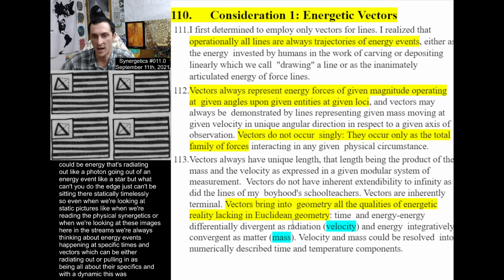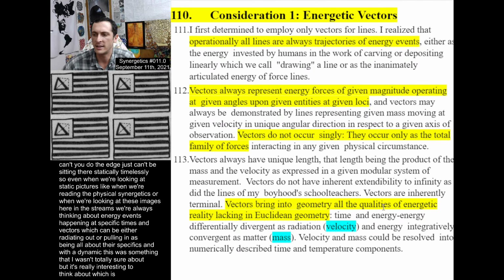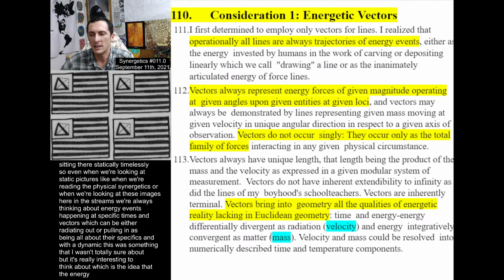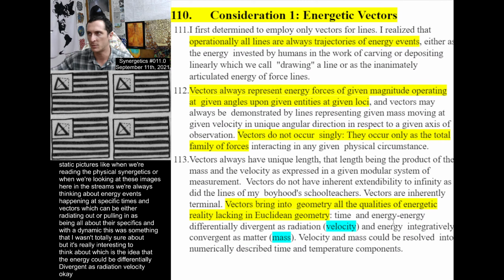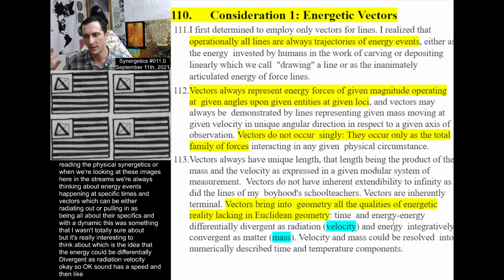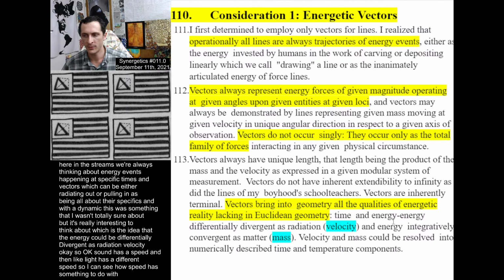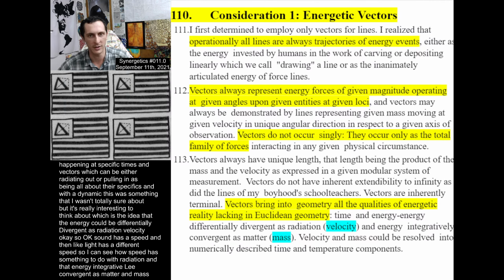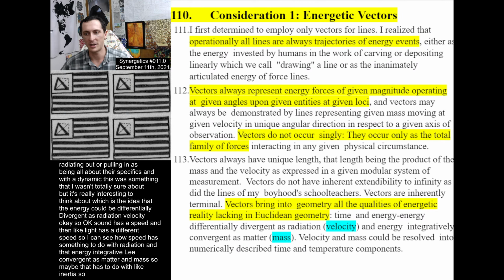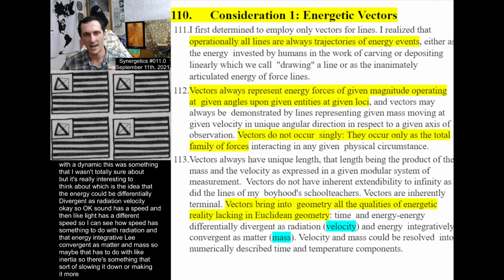This was something that I wasn't totally sure about, but it's really interesting to think about, which is the idea that the energy could be differentially divergent as radiation, velocity. Okay, so I thought, okay, sound has a speed, and then light has a different speed. So I can see how speed has something to do with radiation. And then energy integratively convergent as matter and mass. So maybe that has to do with inertia. So there's something that's sort of slowing it down or making it more solid, and that there's this mass energy, matter energy relationship.